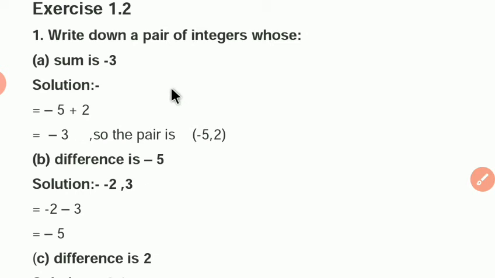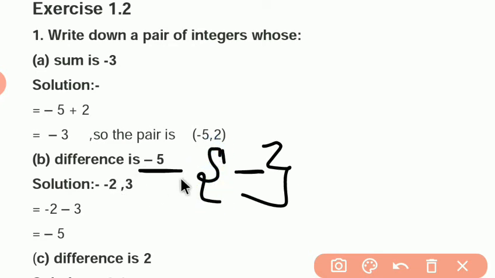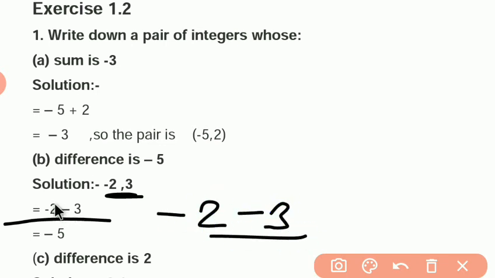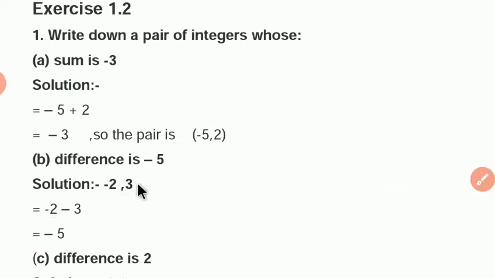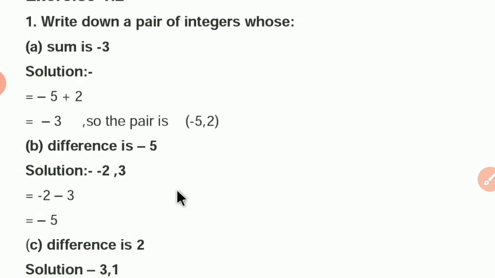Second one: the difference is minus 5. The first one was given for sum. Sum means plus. Now the difference is given as minus 5. Difference means we have to take any two integers such that if we subtract the two integers, we get minus 5. So we have taken these two numbers, minus 2 and 3. Now we subtract these two numbers: minus 2 minus 3. Minus minus becomes plus, so 2 plus 3 is 5, and the sign will be minus. So you can see that we have taken the pair minus 2 and 3, by which if we subtract these two numbers, we will get minus 5.